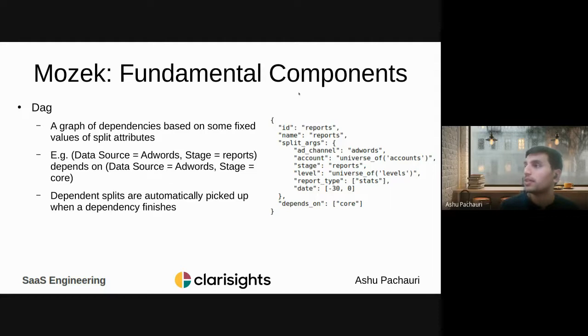This gets triggered only after some core split was also triggered, and that split was identified by some overlapping attributes here. Let's say in that case the channel would have been AdWords, account would have been account ID 1 again, and your level would be campaign. Your report type may or may not exist, but your stage would be core there. So what that means is that you will have certain attributes which are different, but everything else that is overlapping here will automatically be picked up. Think of it as prefix matching. So let's say you have certain splits defined by a certain set of attributes, and any prefix you have picked up for a particular node, all the splits that have the same prefix for any dependent node, they will also be considered as immediately dependent splits for that particular split.